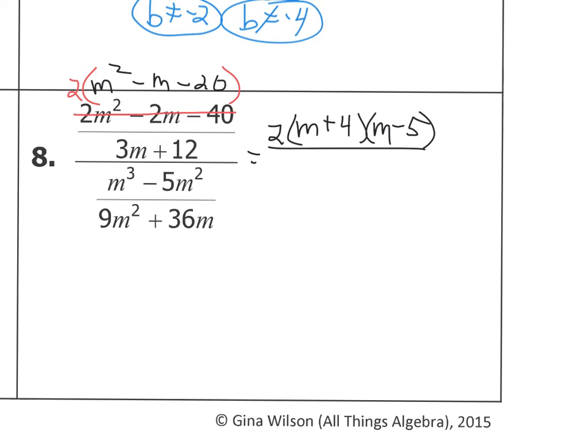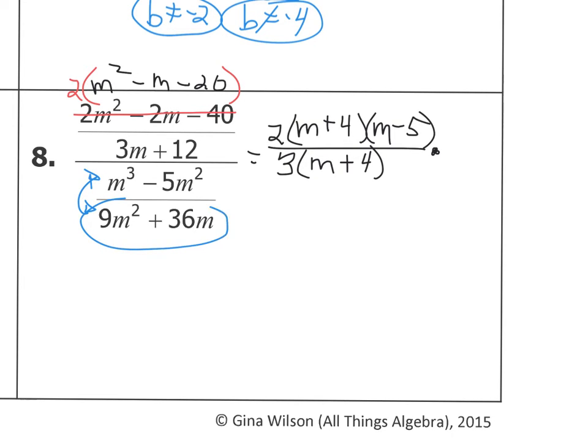the 3m and the 12 have a 3 in common. So I'm going to factor out a 3 and divide each term by 3. So 3m divided by 3 is m. 12 divided by 3 is 4. Then change, so the division bar changes to multiplication, and we are going to flip this fraction.